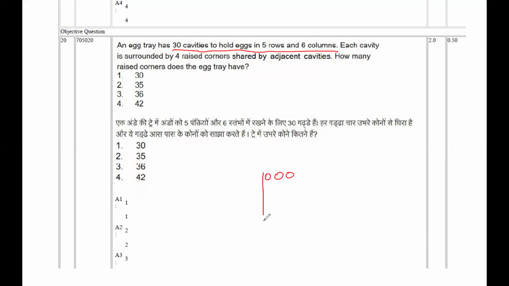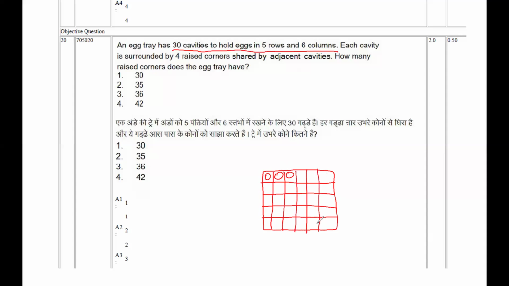So we have 5 rows, 1, 2, 3, 4, and 5, and 6 columns, 1, 2, 3, 4, 5, and 6. So like that, we have 1, 2, 3, 4, 5, 1, 2, 3, 4, 5, 6, 30 eggs. Okay. Each cavity surrounded by 4 raised corners. So these are the raised corners here. And it goes on like that. Raised corners. Adjacent cavities share them. How many raised corners does the egg tray have?